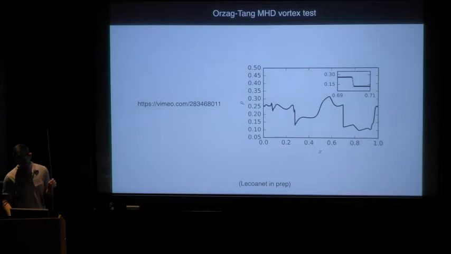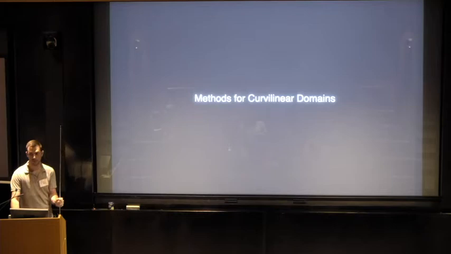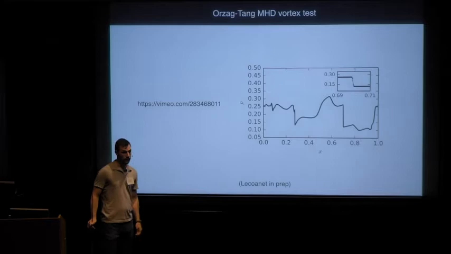Okay, so that was pretty quick. So I'll say a few things on curvilinear domains, I guess. But before that, any other questions on those examples? If you're doing MHD, then does everything you said about controlling incompressible flows hold with the div B equals zero condition? Yeah, so you have two options for that.